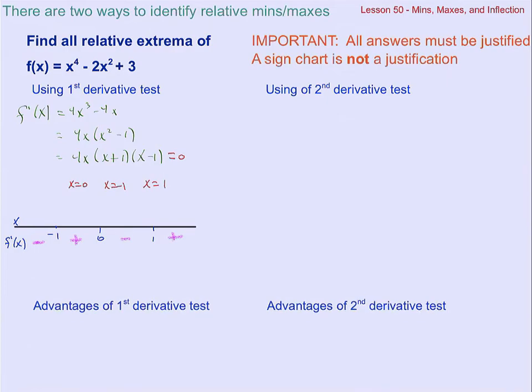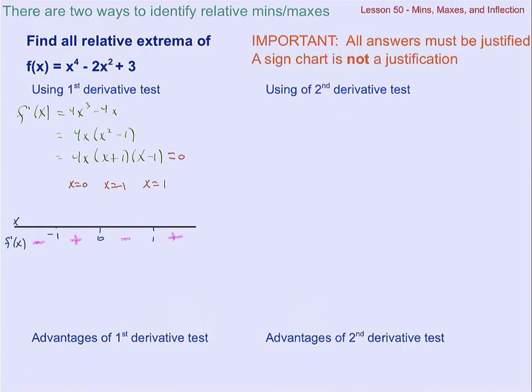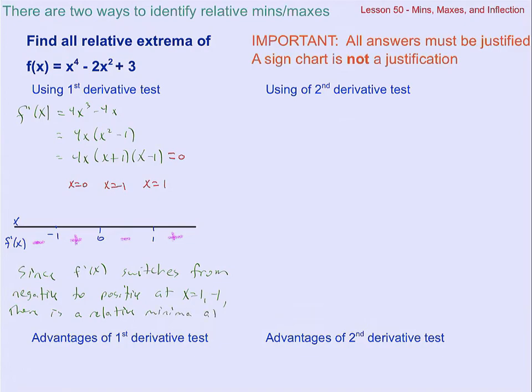Which means that since f prime of x switches, and you've got to use this language, switches from negative to positive at x equals 1 and negative 1, there is a relative, or there are relative mins at x equals 1 and negative 1.